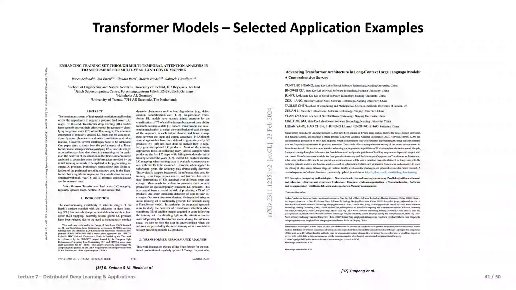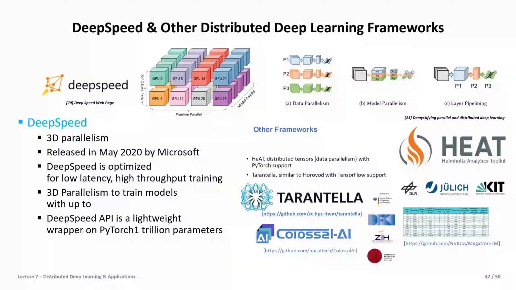which are these transformer models. We use them also for remote sensing, just to say; you see here one paper out of our research. So if you want to know more, you can go into a transformer model that is used for land cover mapping and also for enhancing the training set. And of course, there's a survey here on the right side, which is quite interesting for you to look at, because it reviews large language models in much more detail than I can as part of this lecture today.